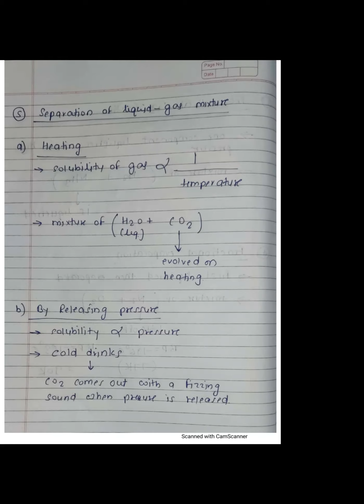Solubility means how much gas is dissolved in liquid. That is solubility. Solubility of a gas is inversely proportional to temperature. That means if you increase temperature, solubility will decrease. For example, a mixture of CO2 and H2O liquid. That is your cold drink, a normal cold drink.